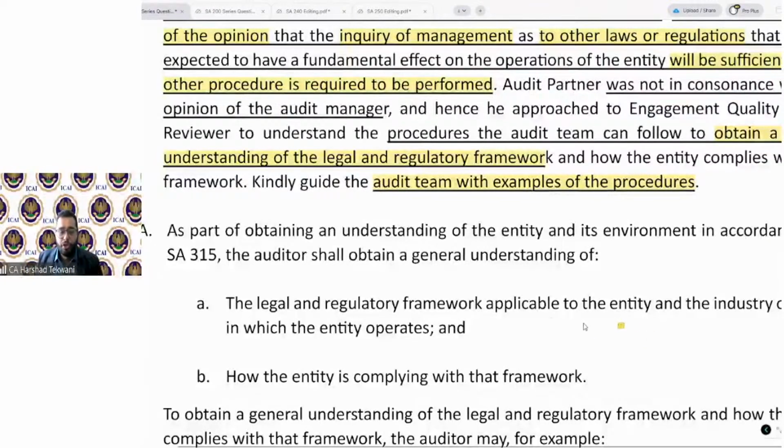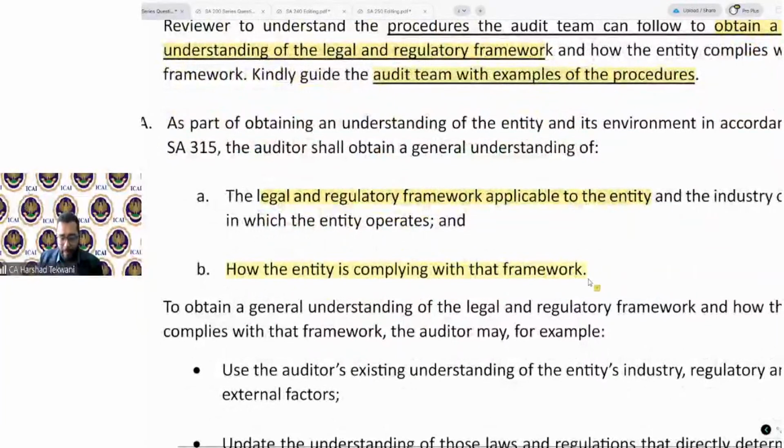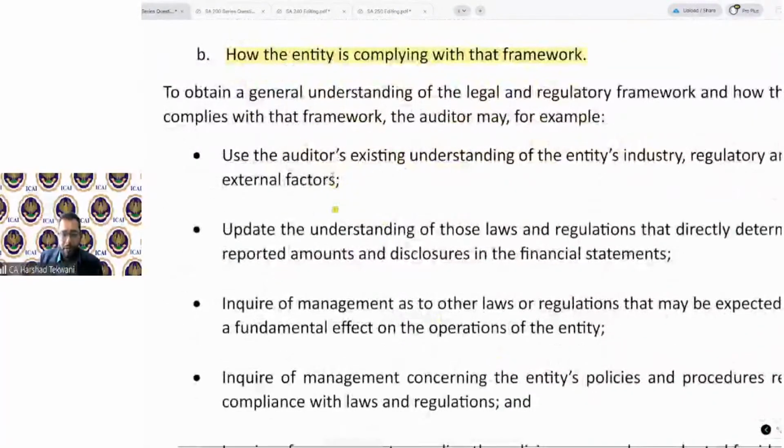So, as per SA 315, the auditor is required to obtain a general understanding of the legal and regulatory framework applicable to the entity, and how the entity is complying with that framework. In order to obtain a general understanding of the legal and regulatory framework, I need to first understand the entity's industry, regulatory and other external factors. For example, whether it's the banking industry, the power sector, oil and gas, or an insurance company, which industry it is. So I need to first understand the industry.